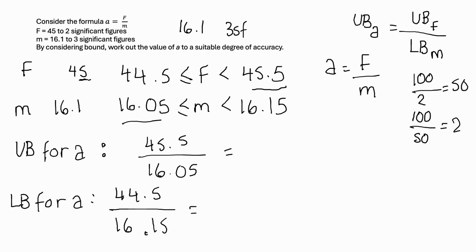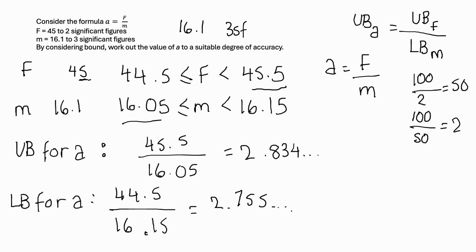Okay, so let's look at the upper bounds. If we do that onto our calculator, we should get an answer of 2.834, so on and so forth. Then for our lower bound for A, we should get an answer of 2.755.